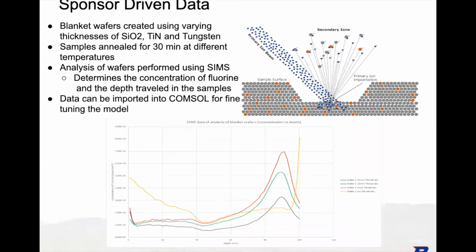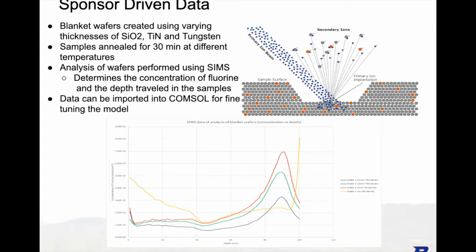In order to gain further understanding of fluorine migration in real-world settings, our sponsors processed 6 wafers consisting of various thicknesses of silicon dioxide, titanium nitride, and tungsten. These wafers were then annealed at 400C, 650C, and 900C for 30 minutes, and then analyzed using secondary ion mass spectrometry, or SIMS for short.